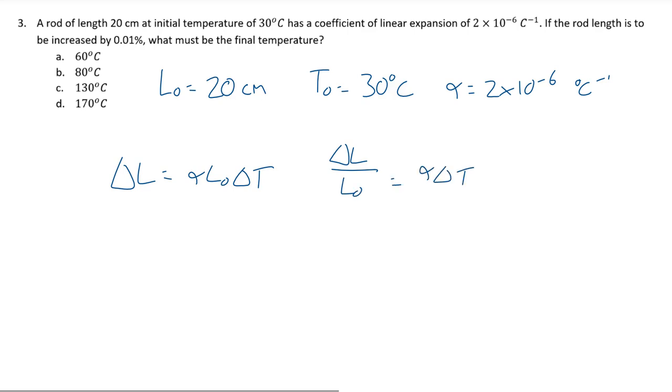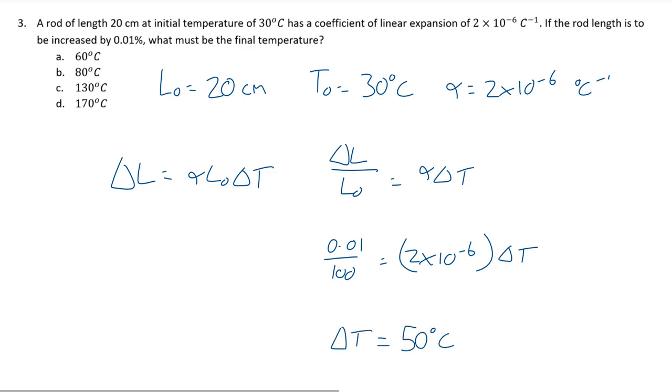Well, delta L over L sub 0, as I mentioned, is simply the fractional change in length, so all we have to do is change that percentage into a fraction. 0.01% is the same as 0.01 over 100 as a fraction. That is equal to alpha, which we are told is 2 multiplied by 10 to the minus 6, multiplied by delta T. We can therefore solve this equation for delta T, and doing so gives us 50 degrees Celsius. The change in temperature is 50 degrees Celsius.